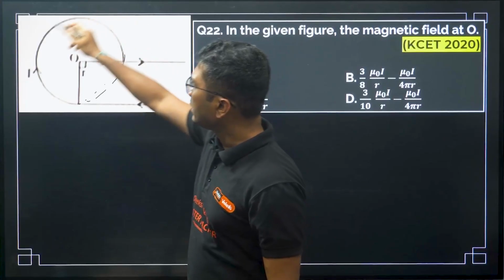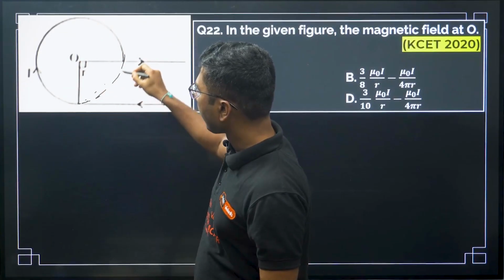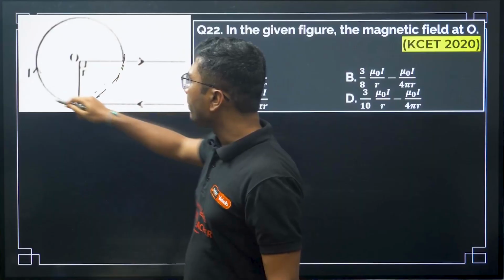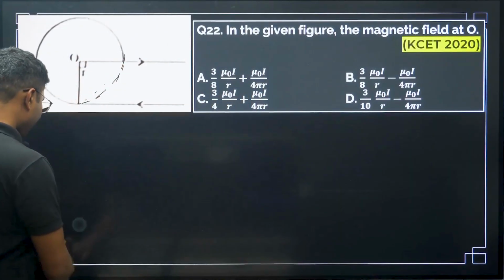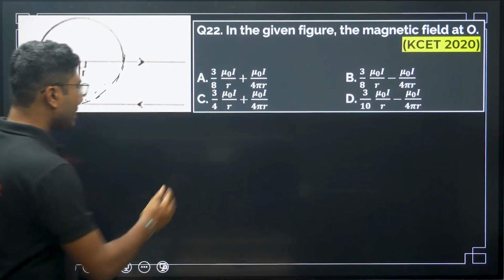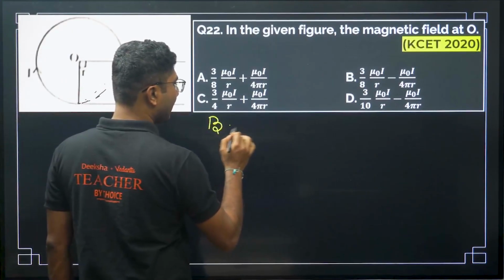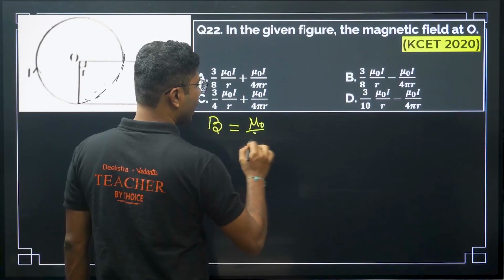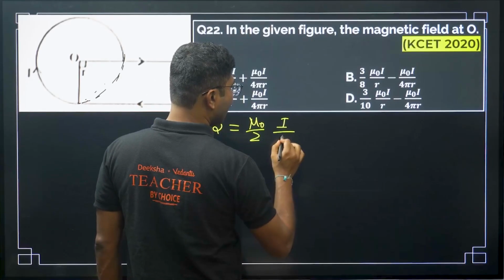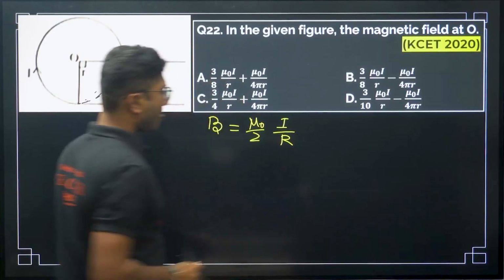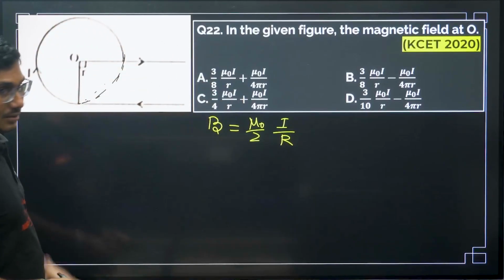So here we have a circular coil. Okay, so if it is a complete circle, nothing else is there, what is the magnetic field? So the magnetic field at the center of a circular coil is given by, we have solved it multiple times, so by now you should have remembered it, mu naught I by 2 r, where r is the radius. This is for a complete circle.